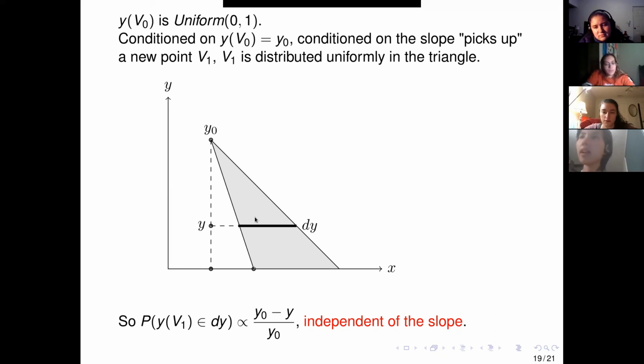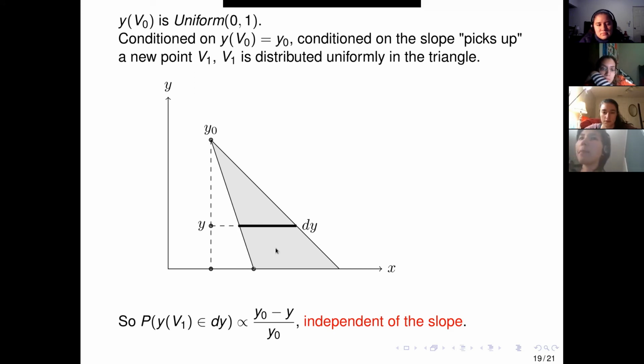On the other hand, if there is at least one point here, then I know for sure that in going from this slope to the new slope, the new slope would not be hitting my old point anymore, but it's going to hit something here. So condition on the height of the previous vertex, and condition on the slope picking up a new point. If I do discover a point, where would that point be? That point would be uniformly distributed in the triangle, because my points were uniformly distributed to start with.